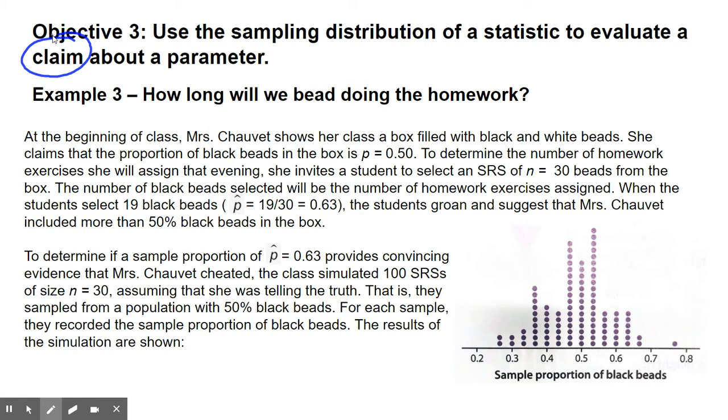When the students select 19 black beads, p hat equals 19 out of 30, which is 0.63. The students groan and suggest that Mrs. Chavez included more than 50% black beads in the box. So again, what's the setup here? If we're picking 30 beads, the students expect to get 15 black beads because there's a 50% chance that it's black and white. 15 is half of 30, right? So they expect only 15 homework problems, but now they're going to get 19.